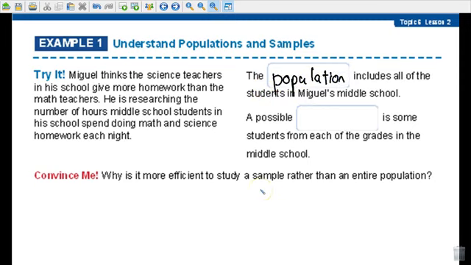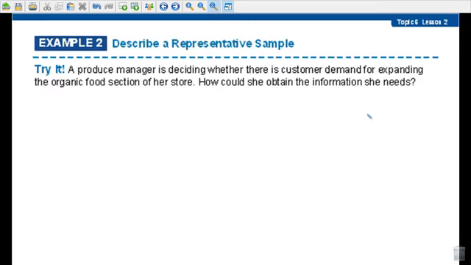A possible blank is some students from each of the grades in the middle school. So, what would be a good answer here? You're right, sample would be a good idea. So, a possible sample is some students from each of the grades in the middle school. All right? Good job, class.